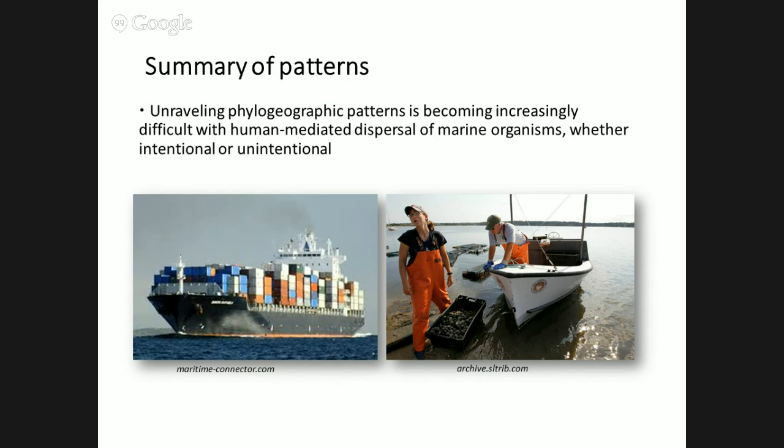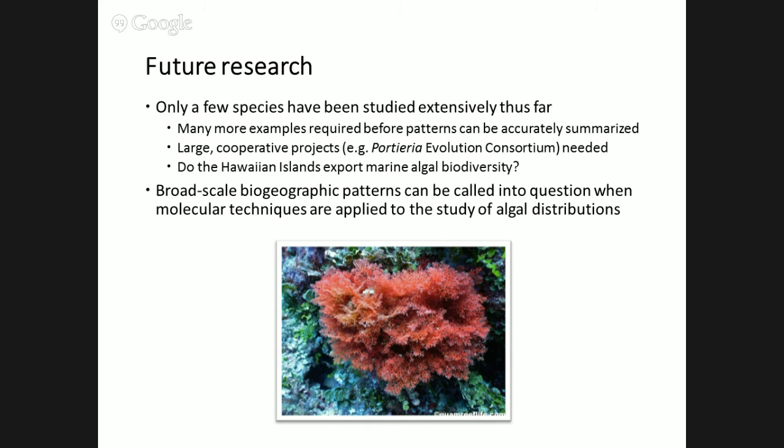So, future research: we've only got a few species that have been looked at in a lot of detail so far. Many more examples would be required before we can start to summarize these patterns and get back to the introductory material that I talked to you about today. The idea of trying to look at these biogeographic provinces and trying to look at centers of diversity and trying to infer whether speciation is higher in certain areas than others for seaweeds. We just don't know yet.